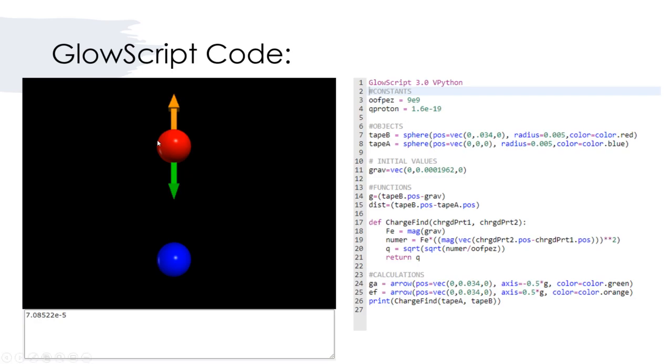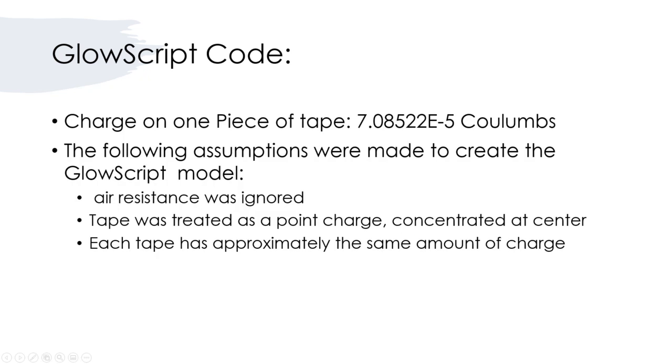Here's my GlowScript code. Tape B is represented by the red sphere, tape A is represented by the blue sphere. The green arrow is the gravitational force, the orange arrow is the electric field from A onto B. If you look at my GlowScript code, a couple highlights are the charge find function, which takes in gravity and takes in 2 charged particles and returns the Q, which is the charge of those particles. And the end result charge was 7.08 times 10 to the negative 5th coulombs, which I say on this slide.